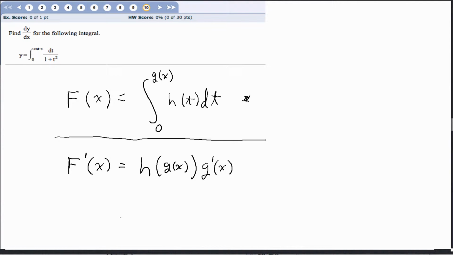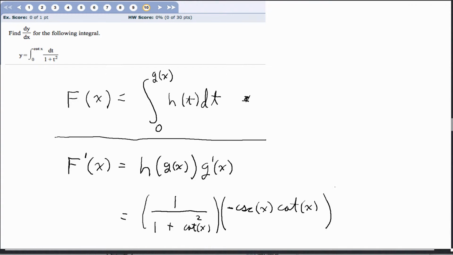So what do we get? All right, so it's equal to, for our example, 1 divided by 1 plus the cotangent of x squared, right? And then I have to multiply by the derivative of the cotangent, which I believe is minus the cosecant cotangent.